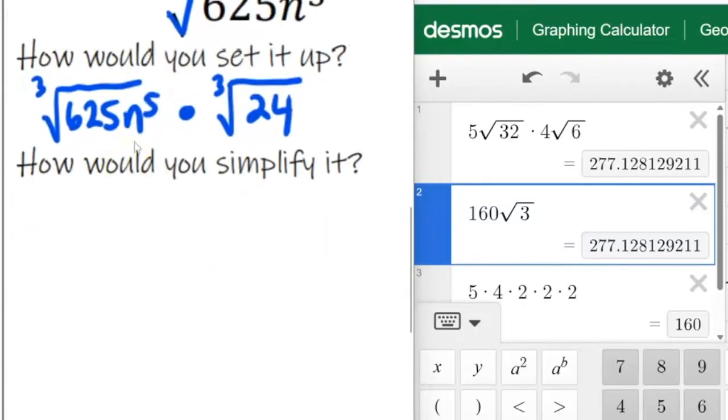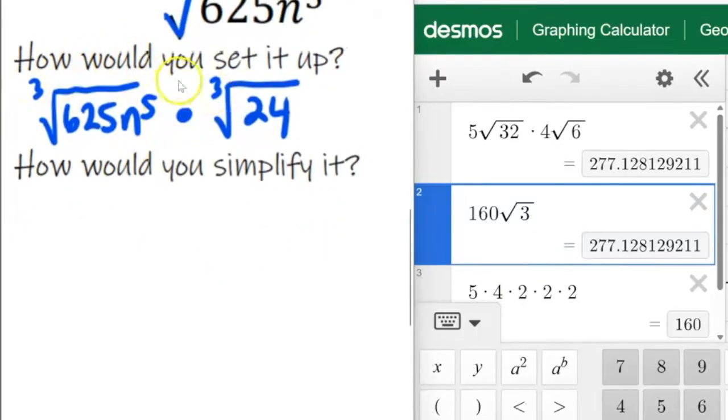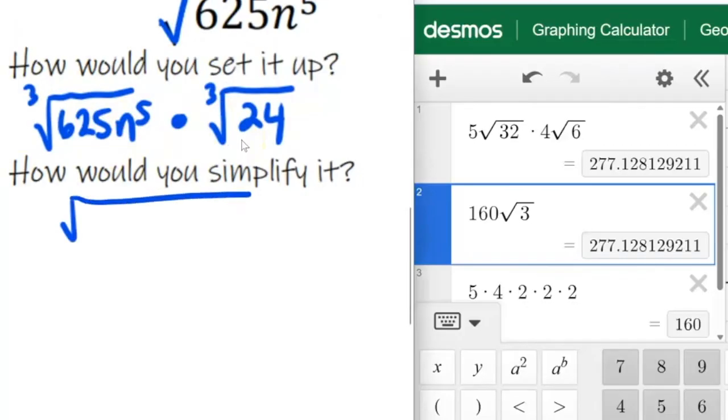I'm doing the exact same thing I did before. Numbers outside multiplied together. There's 1 times 1, which is 1. And then inside multiplied together. So this is what I'm looking at now. I have an invisible 1 outside. Inside, I have 625 n to the 5th power times 24. Okay, now we're going to go ahead and simplify like we would if we were doing this in the previous video.